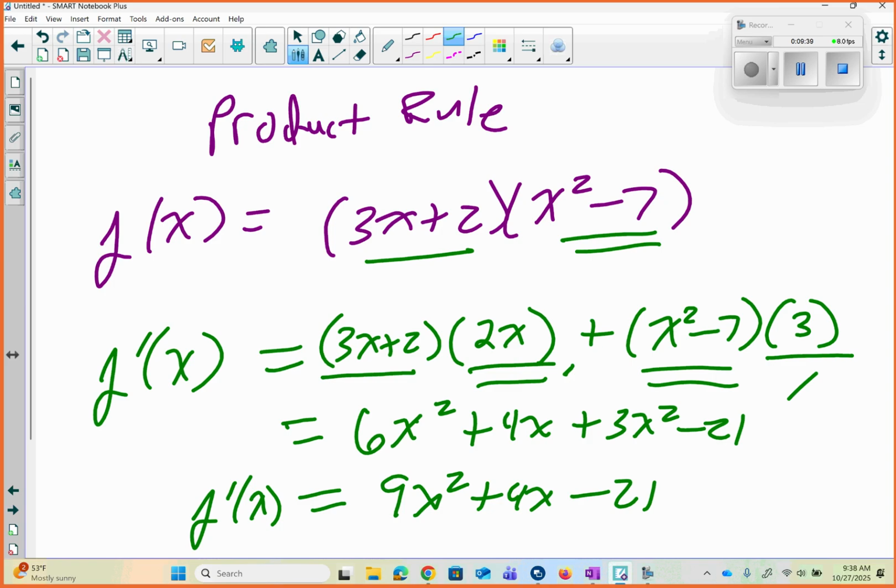Okay, and product means that we're multiplying two things together. That's why it's called the product rule. And we talked about the other day the quotient rule. And the quotient rule is when we are dividing two binomials with each other. So they're just general rules.